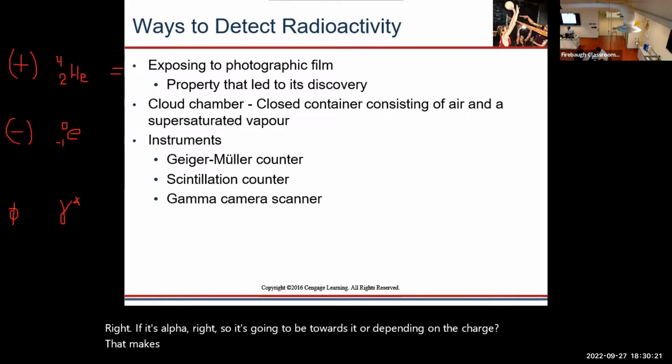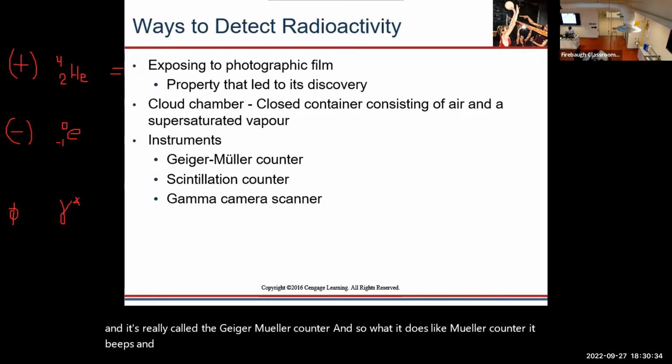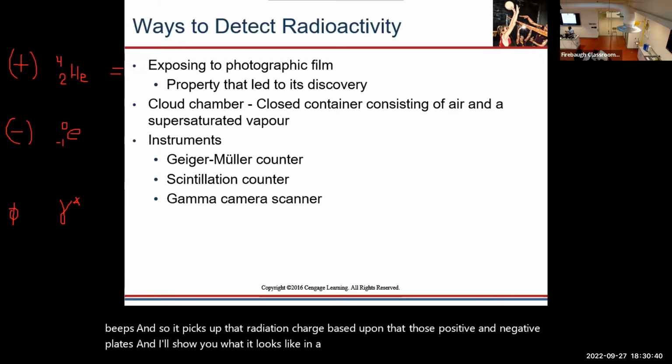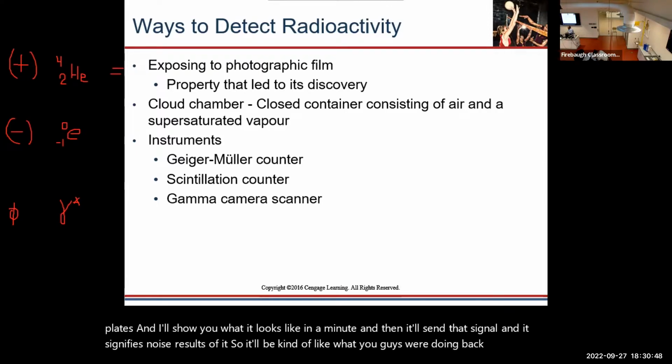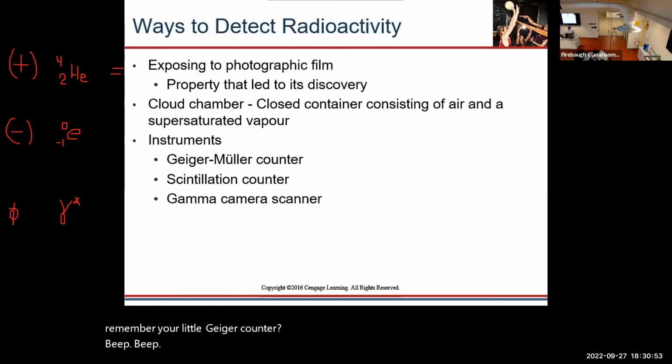So, in the case of instruments, it's called a Geiger counter, and it's really called a Geiger-Muller counter. And so what it does is pick up that radiation charge based upon those positive plates. And then it'll send that signal, and it signifies noise.